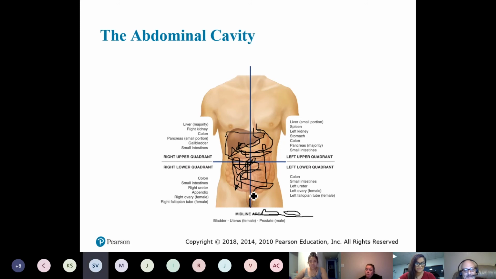Anyway, so the thing about the intestines is that they're found in all four quadrants. You really don't have any other organs besides the intestines that span all four.